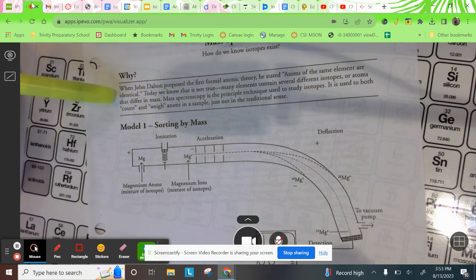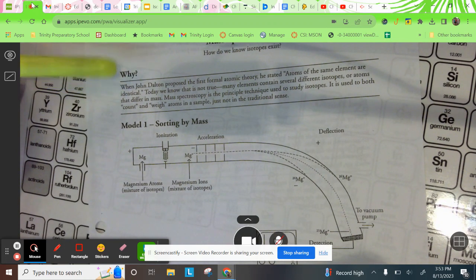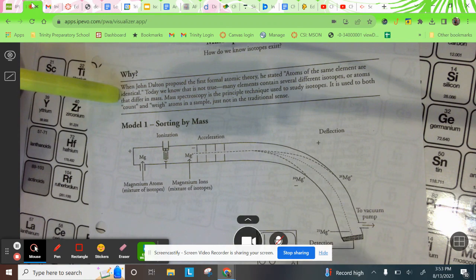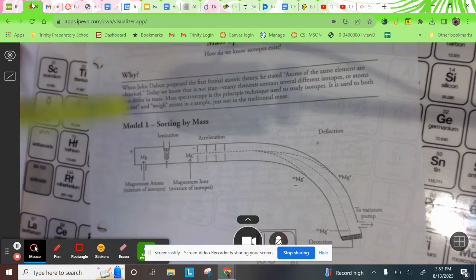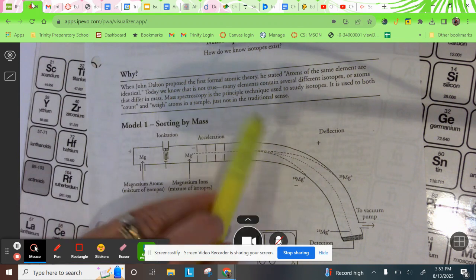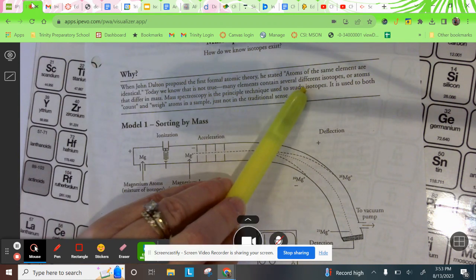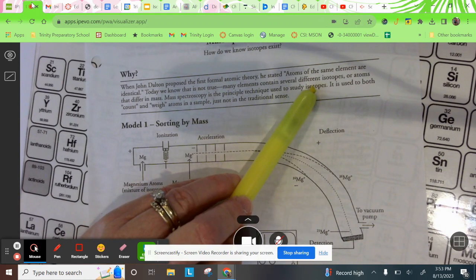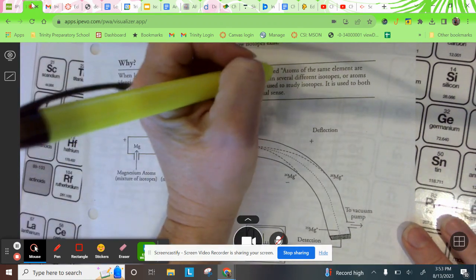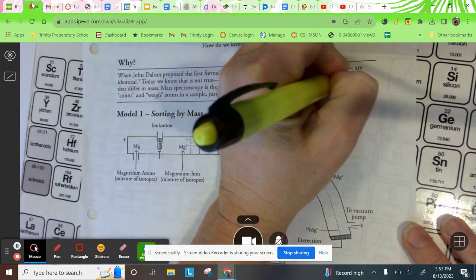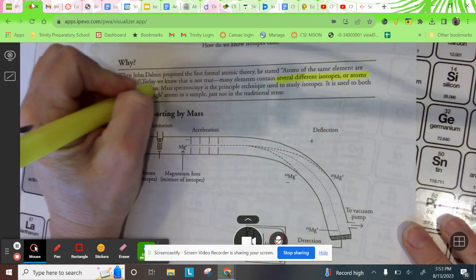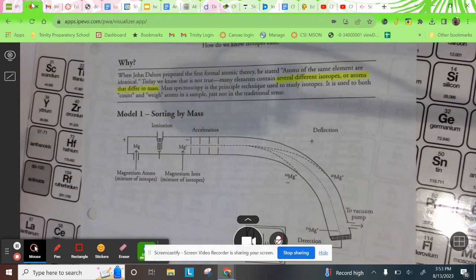It says, when John Dalton proposed the first formal atomic theory, he stated that atoms of the same element are identical, which we know now is not true. Many elements contain several different isotopes, or atoms of different mass. I'm going to be using a highlighter on this a lot, so if you have a highlighter, go ahead and get it out, because the main idea behind an isotope is that they have a different mass.